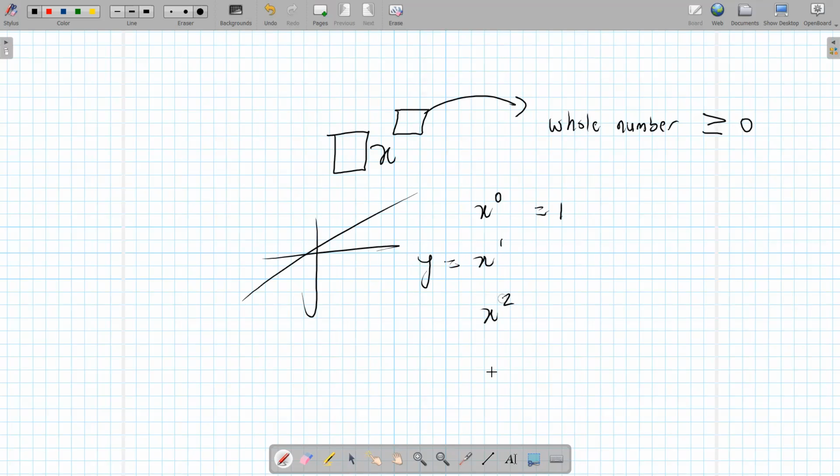Then you keep going, right? x squared, x cubed, x to the 4, like that. You can go to like x to the 5000. So this power, as long as it's greater than or equal to 0, and a whole number, okay? Can't have negative. So for example, x to the power of -2, no, that's not a polynomial.